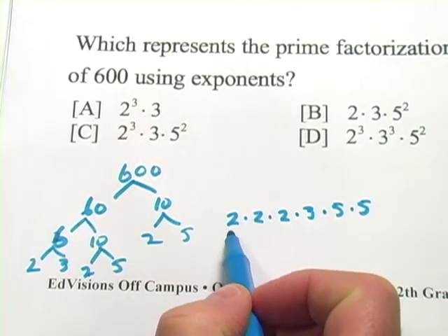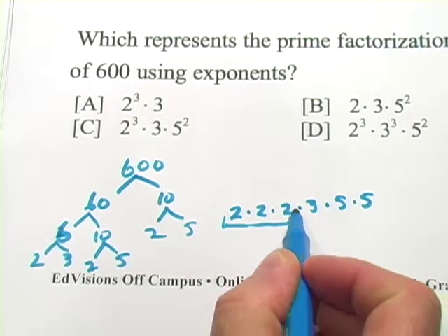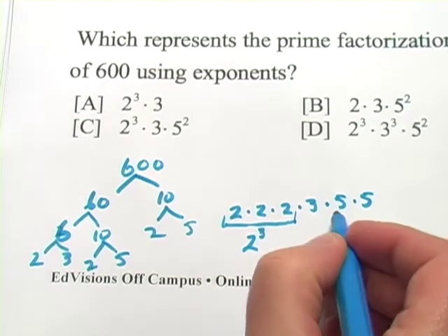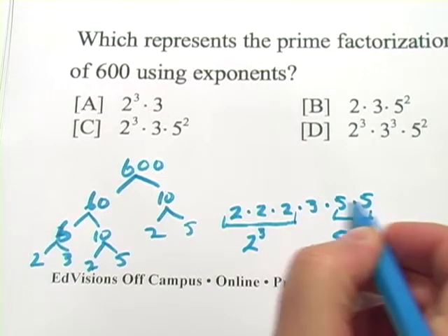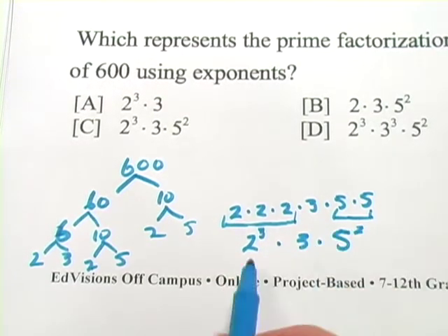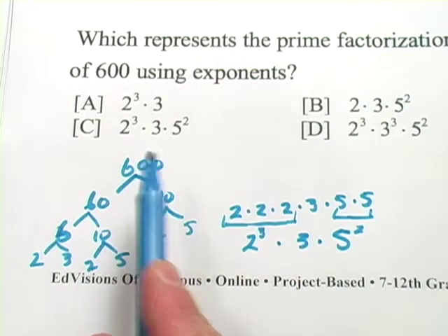And since an exponent tells how many times something is multiplied by itself, this is 2 to the 3rd power. And this is 5 to the 2nd power, because there are 2 of them multiplied together. And then we have a 3. So with exponents, our prime factorization would be 2 to the 3rd times 3 times 5 to the 2nd. And that looks like it's C.